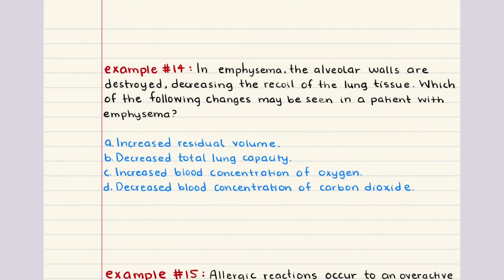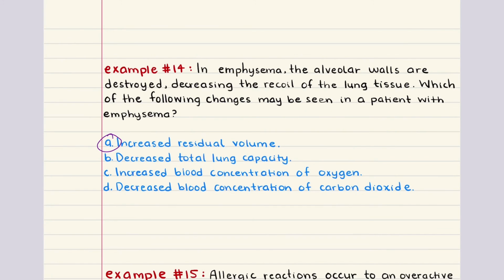So let's work through the choices. A says increased residual volume. Yes, that's exactly what we would expect. Residual volume is the amount of air left in the lungs after you exhale. And in emphysema, since exhalation is impaired, more air gets trapped. So residual volume increases. That's our answer. 14 is A. We're still going to work through B, C, and D.